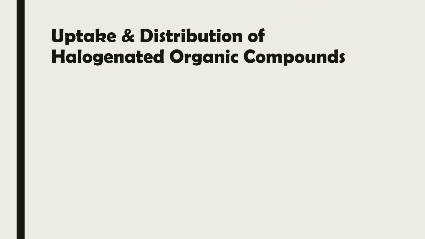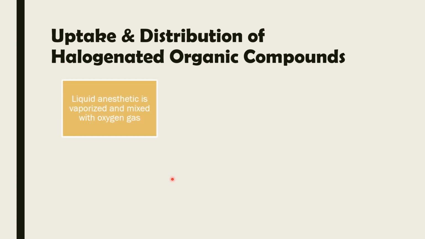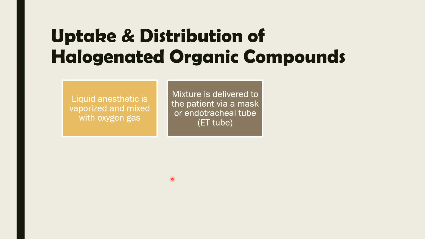We'll proceed to the uptake and distribution of our halogenated organic compounds, isoflurane and sevoflurane. First, the liquid anesthetic is vaporized and mixed with oxygen gas. That is the function of the vaporizer of our anesthetic machine. Second, the mixture will be delivered to the patient via a mask or the endotracheal tube, ET tube. Almost all of the time when we use general anesthesia in animals, we are going to have a tube in them. That is preferred for maintenance anesthesia.